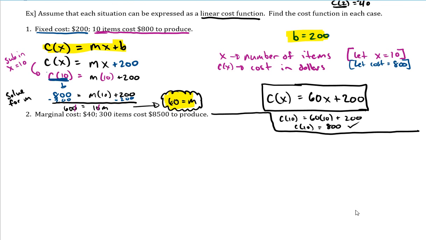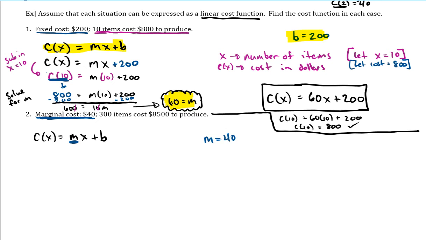All right, so this time around they say the marginal cost is $40. Let's go ahead and write our cost function again just to have it ready. So it is a linear cost function. Let's set up the form and then we'll break it down. Well, the marginal cost, that's special vocabulary for the slope. So they're telling you right away that m is equal to 40. So that means I can change that to 40 right away as needed.